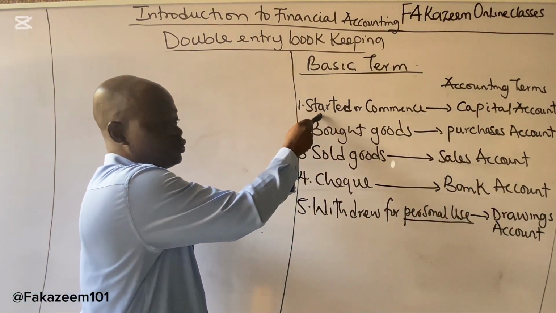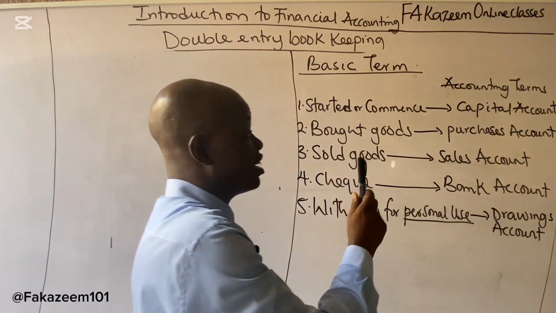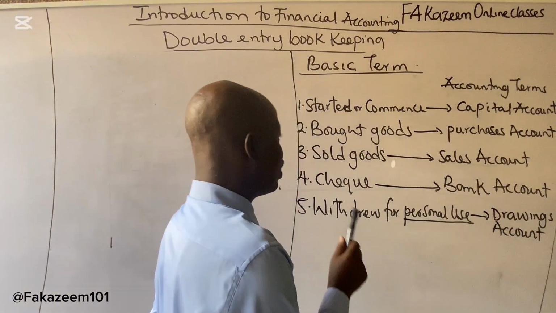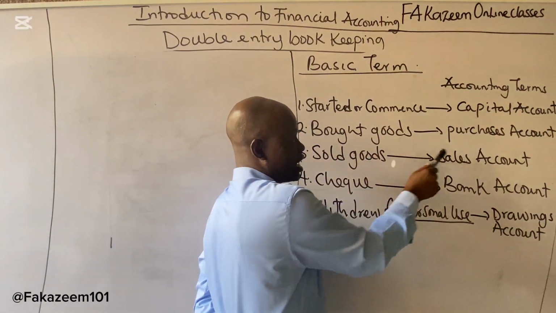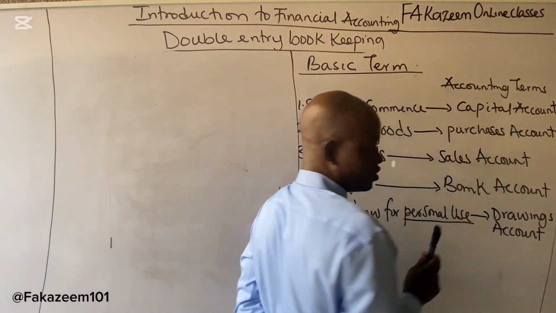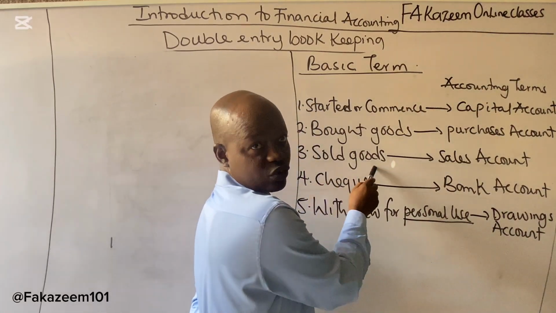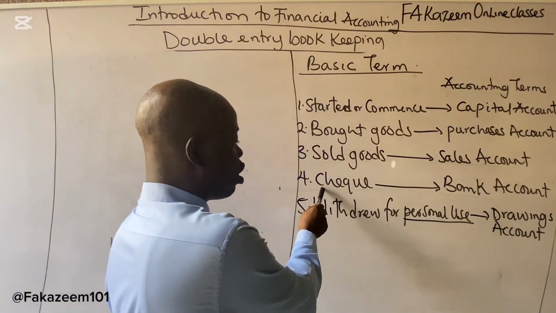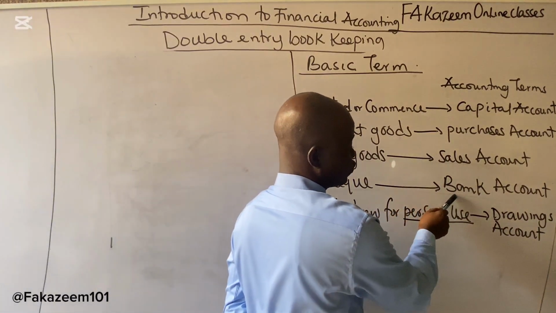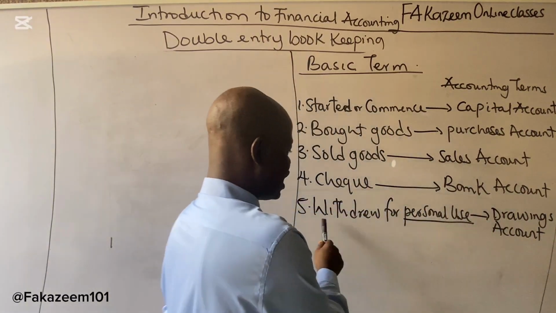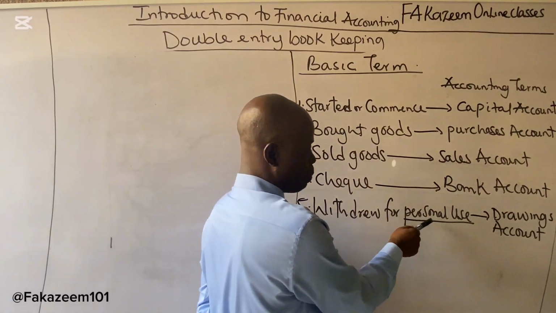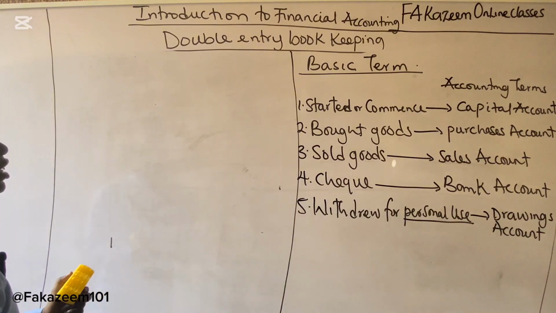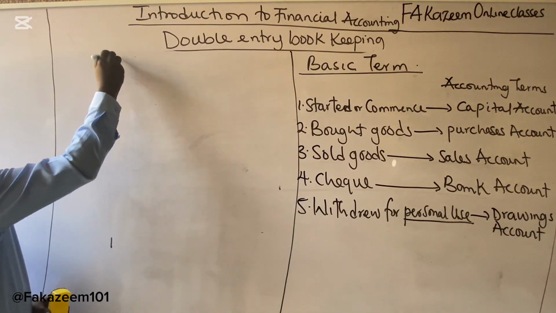In that case, let's look at it. Anytime in a question you see the word started, what accountants are telling you is that you should solve it as capital account. When you have the words bought goods, what the accountant is telling you is to write purchases account. If you see the words sold goods, write sales account. If you see the word cheque, write bank account. And if you see the words withdrew for personal use, it means drawings account.